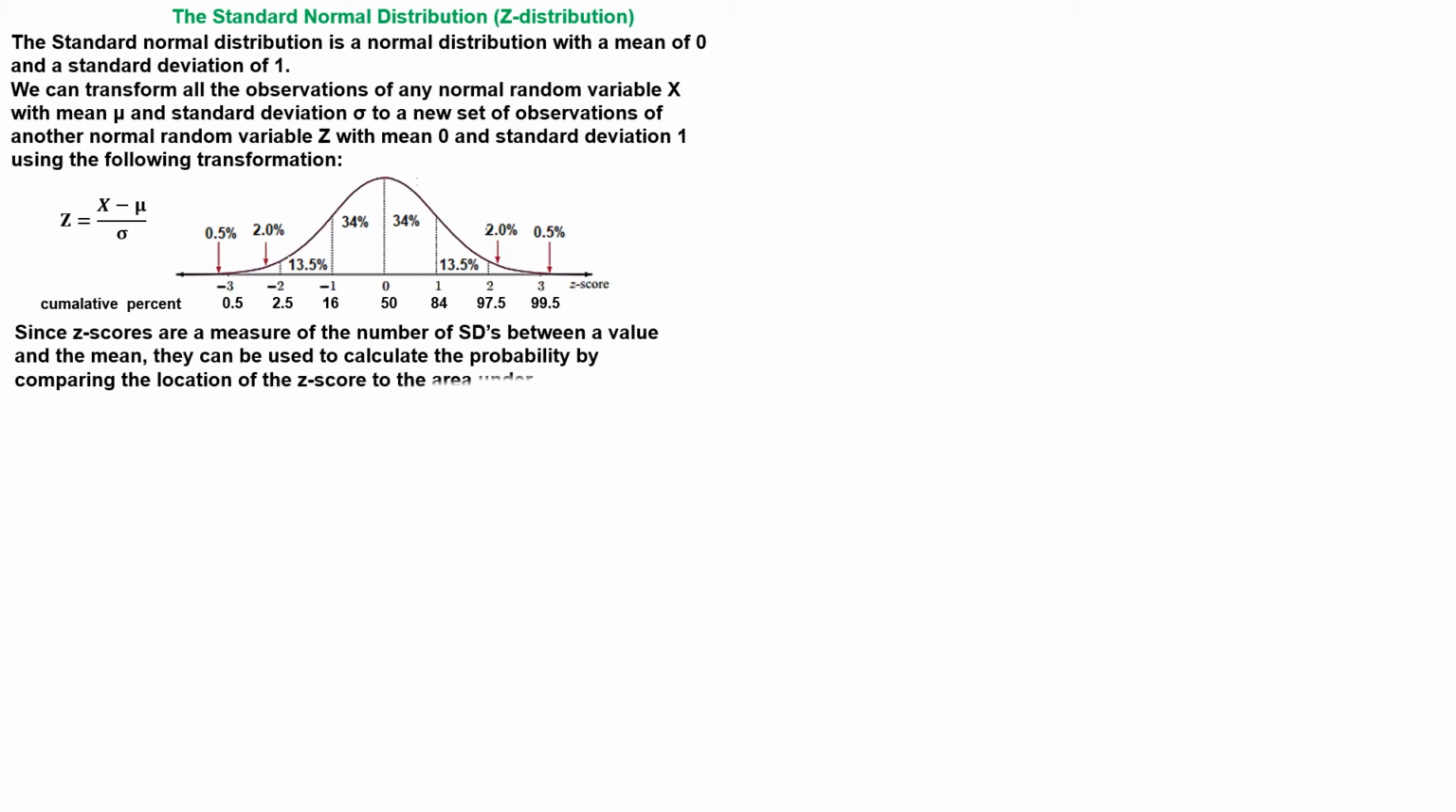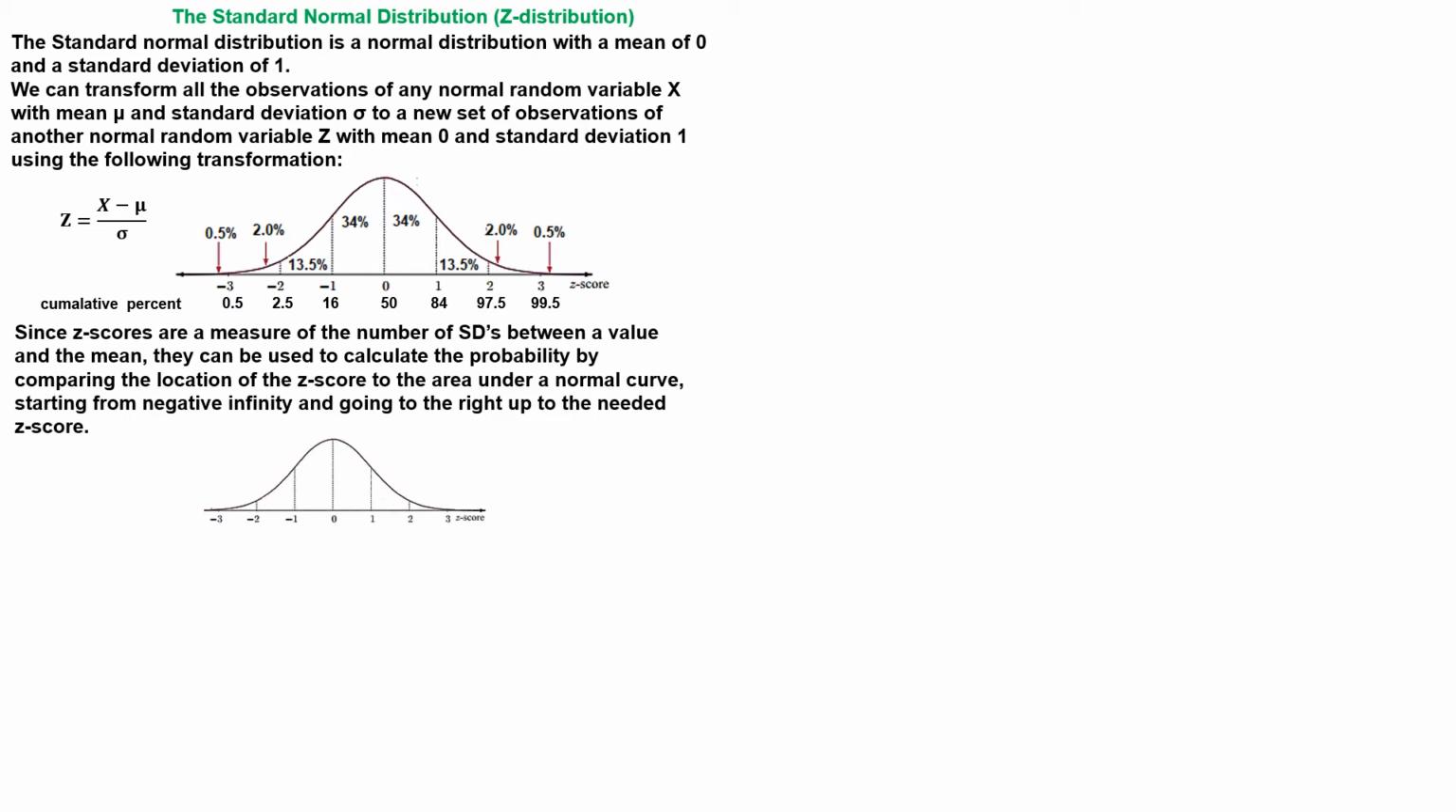Since z-scores are a measure of the number of standard deviations between a value and the mean, they can be used to calculate the probability by comparing the location of the z-score to the area under a normal curve, starting from negative infinity and going to the right up to the nearest z-score. The diagram shows the area that represents the probability that a randomly chosen value of z will have a value of less than k.